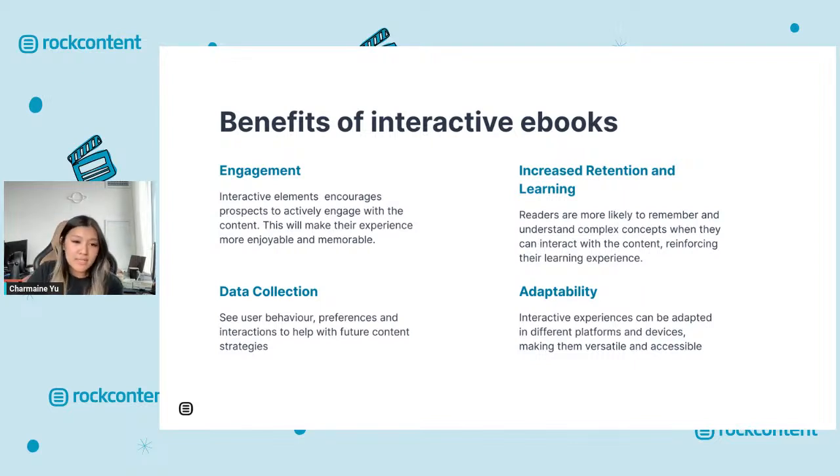The last one is adaptability. Interactive ebooks can be adapted for different platforms and devices, making them versatile and accessible to a broader audience. Since we all live in a very tech-savvy world, this adaptability ensures that content strategy remains relevant across various channels.